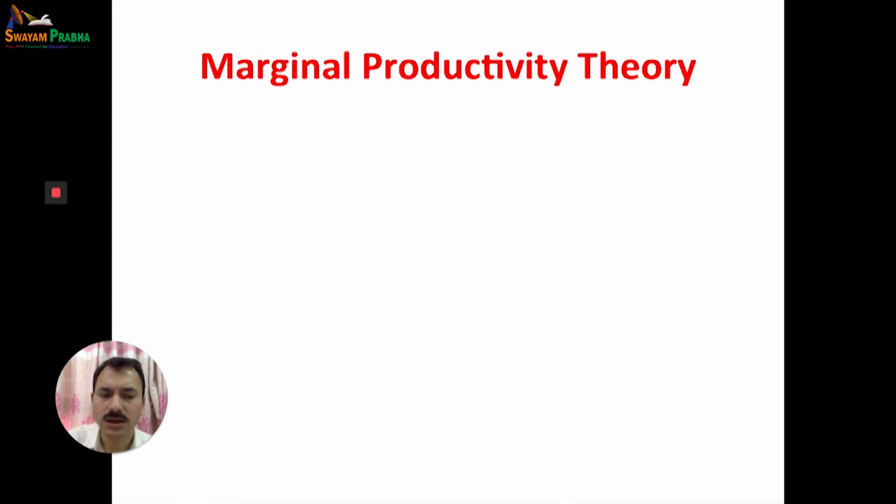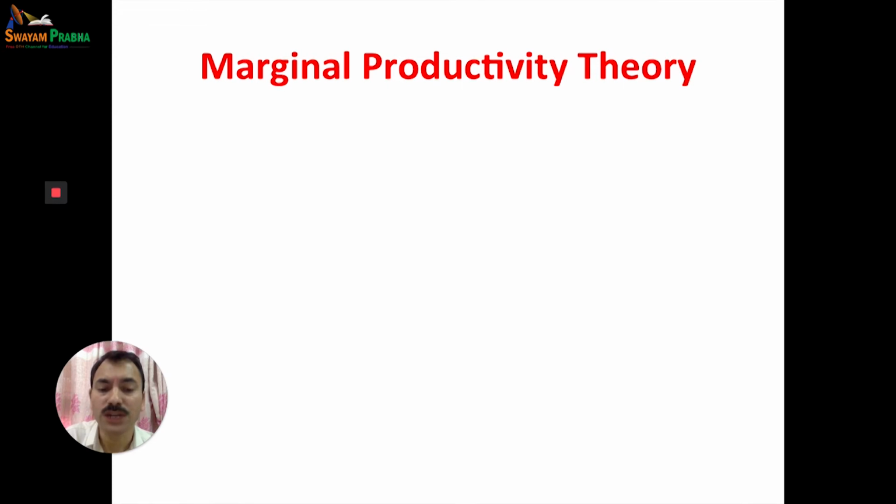Factors are demanded because they have the capability to produce goods and services. We have already studied why factors are demanded: because they have the capability to produce goods and services. And this capability to produce goods and services is called the marginal productivity of factors. The factor of production is demanded because it has a productivity capacity.